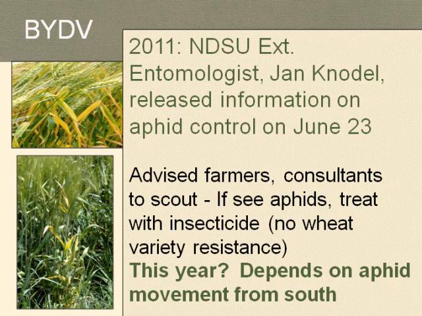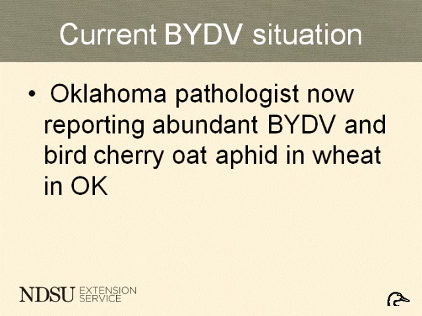Last year, as I mentioned, we saw them about June 15th. Jan Canodal released information on aphid control on June 23rd, and we did advise farmers to use insecticides if they found aphids at that early time, because we knew that there was a potential for a problem. This year, again, barley yellow dwarf control depends on aphid movement from the south.